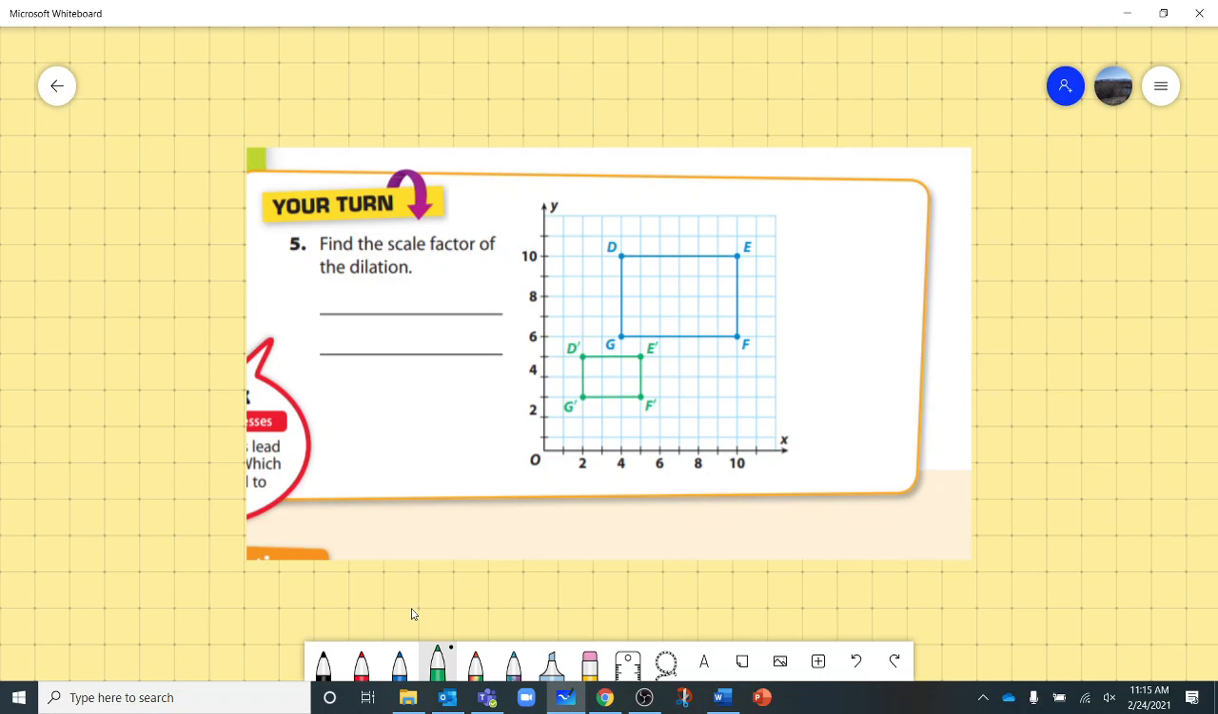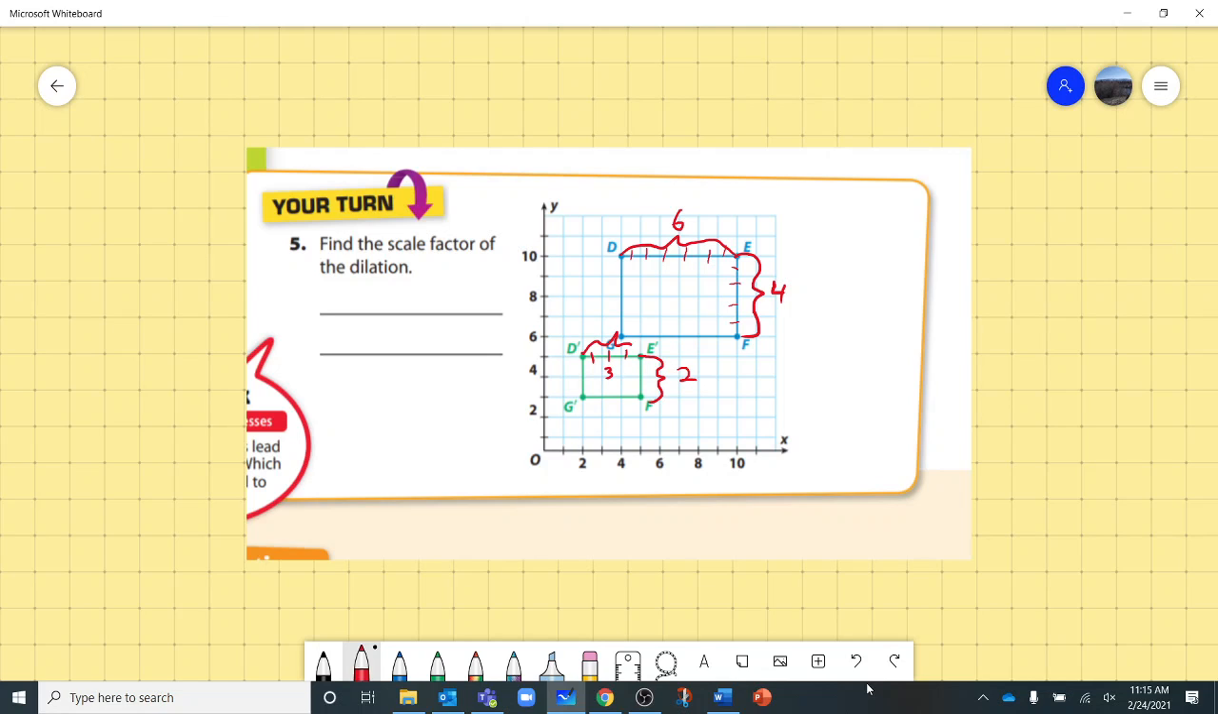There's a couple ways to do this. On these, they're not trying to trip you up, they're just trying to find out what the scale factor is. I'm going to give you both tools here. The first way you could do this is you could say, okay, EF is 4 units. E prime, F prime is 2 units. DG is going to be the same as EF. DE is 6 units, and D prime, E prime is 3 units.